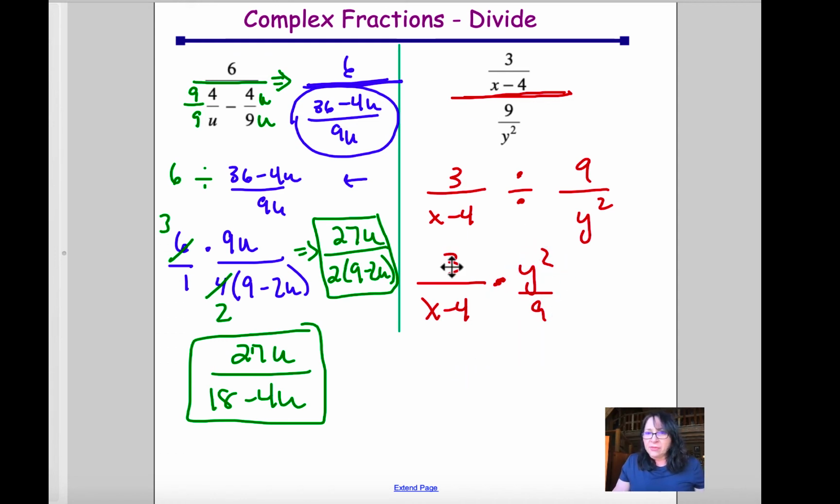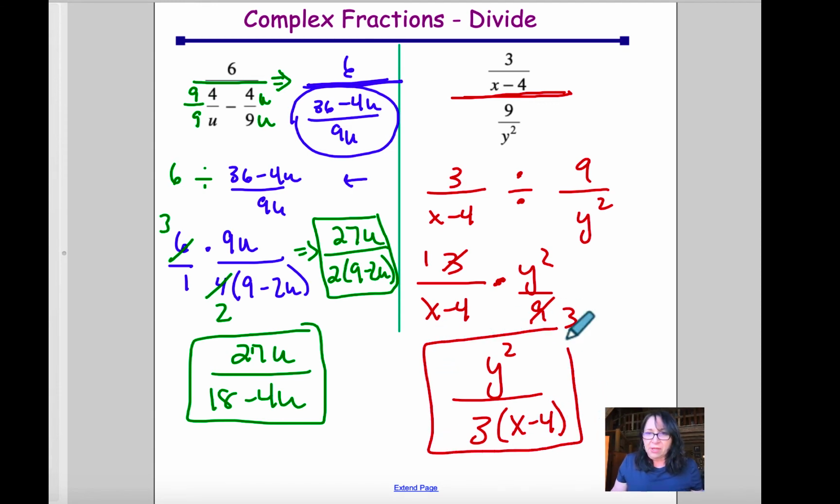And so then the 3 will cancel with this 9 3 times. And because I'm multiplying, I can cancel. These don't cancel, so I actually have y squared over 3 times the quantity x minus 4, and then I'm done. And you just leave it like that.